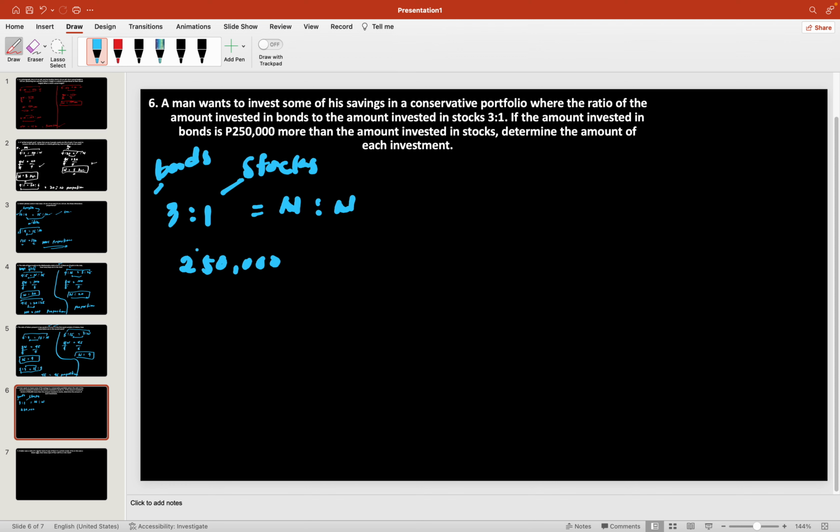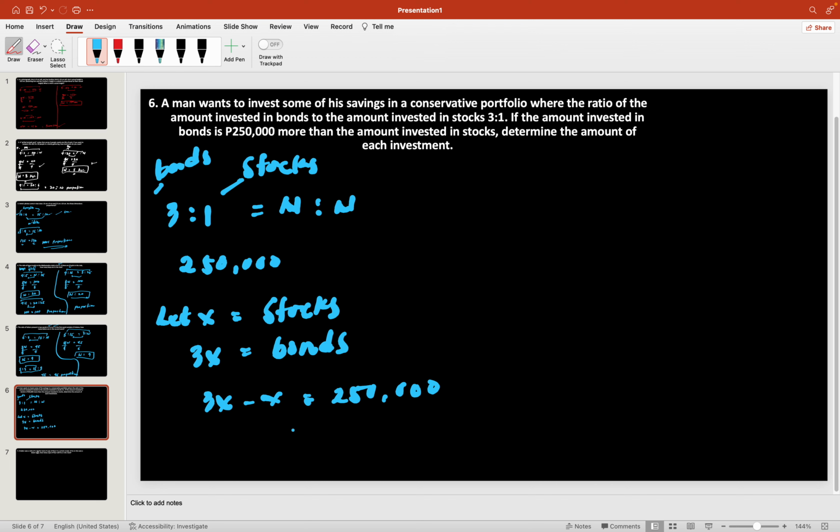Okay? So, ang gagawin natin, let us represent those one into x. Okay? So, let x be equal to, since yung x natin is isa lang, let us put it on stocks. And the other one, 3x. So, since yung bonds natin is 3, we have 3x. This is for the bonds. Okay, so ang sabi niya, since yung bonds natin is lamang ng 250k, ang gagawin lang natin is 3x, which is the bonds, minus the x, is equal to 250,000.